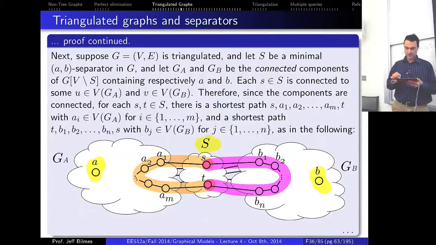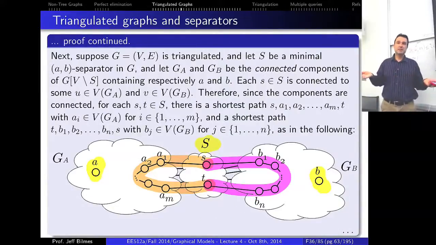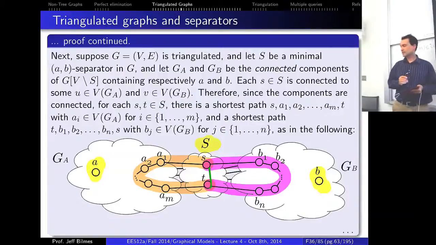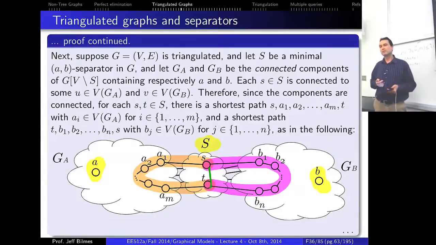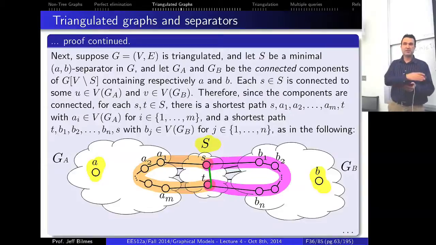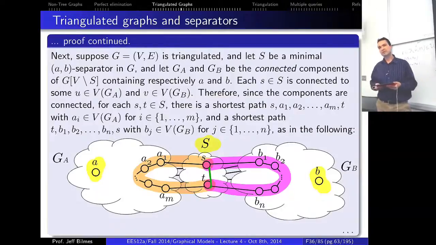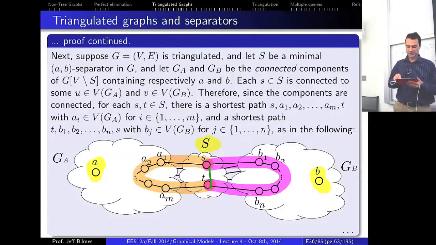Right? But we've got this cycle, right? So the only possibility to chord that cycle would be to add this edge. But S and T are arbitrary inside of the separator, so that must mean that S is complete. So we use the minimality to make sure that everything in S was connected to something on the left and something on the right. Therefore, all minimal separators in a triangulated graph are complete. So therefore, we've proven the theorem.